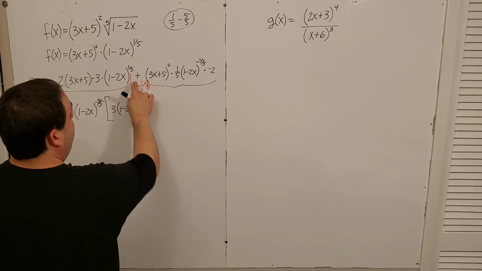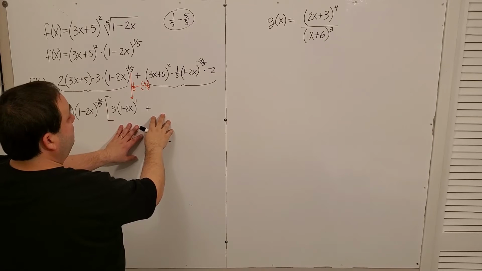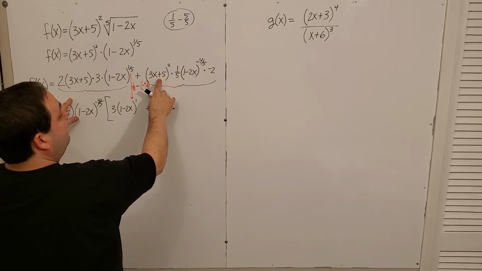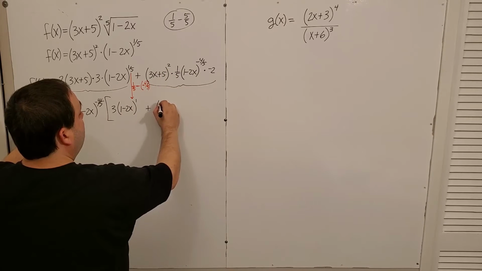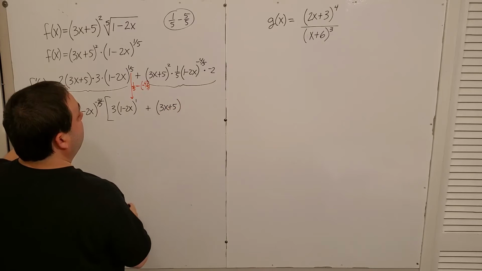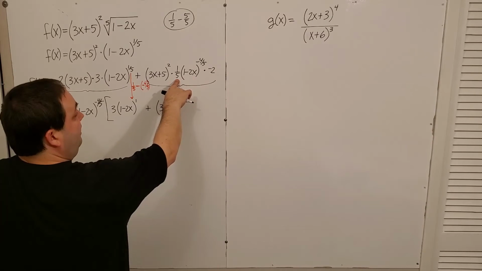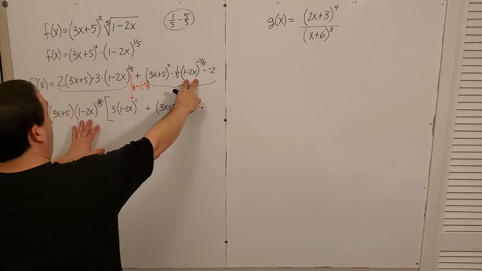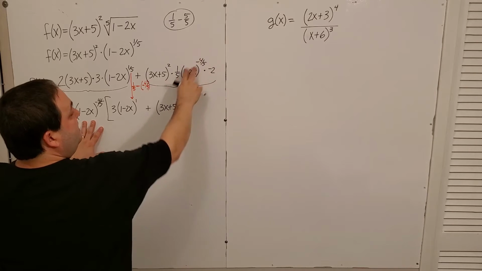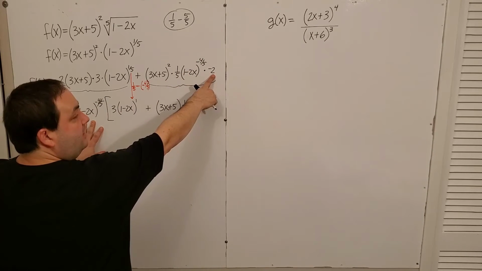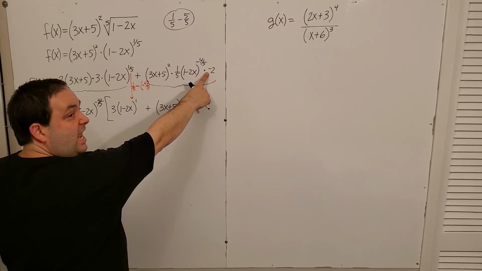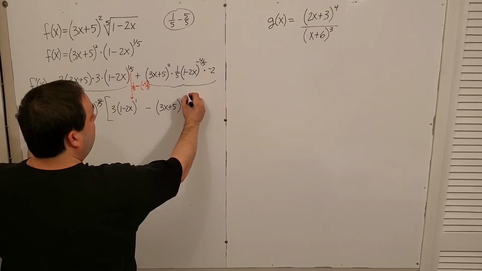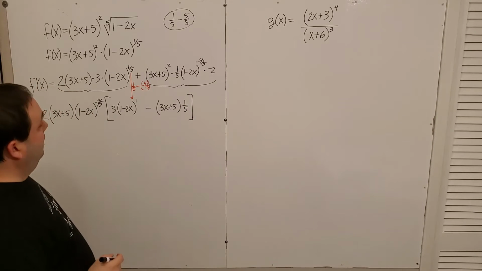Plus, that's still part of the main grouping here. 3x plus 5, I took one of them, but that means there's still one left, right? 3x plus 5. I did not take the 1/5, so it's still there. I did take the 1 minus 2x to the negative 4/5. That piece is gone. I did take the 2, but did I take the negative? Nope. So change this. This is going to be negative. Close my grouping there. Okay?